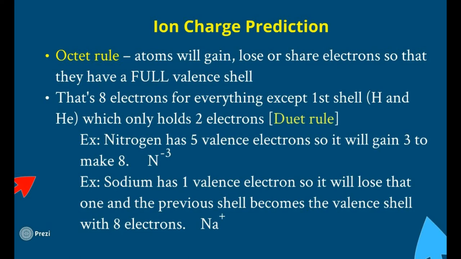Now, this is going to play a huge role in Unit 4. So this is one of the bigger notes. Actually, this is probably the second most important thing other than the law of conservation of mass. Because if you know what the elements want to do, you can then predict what they're going to do. I mean, this is their mission.